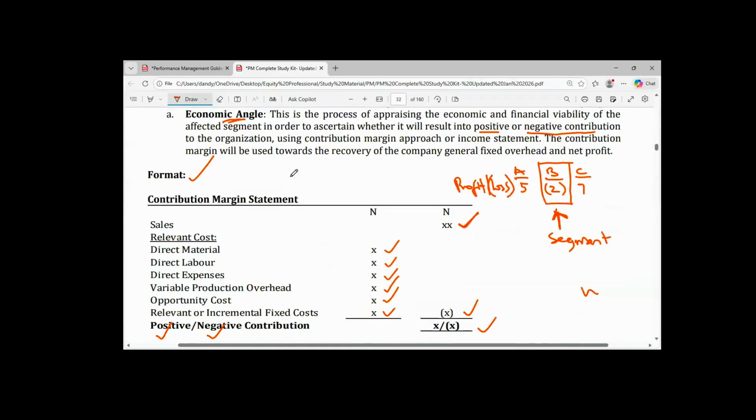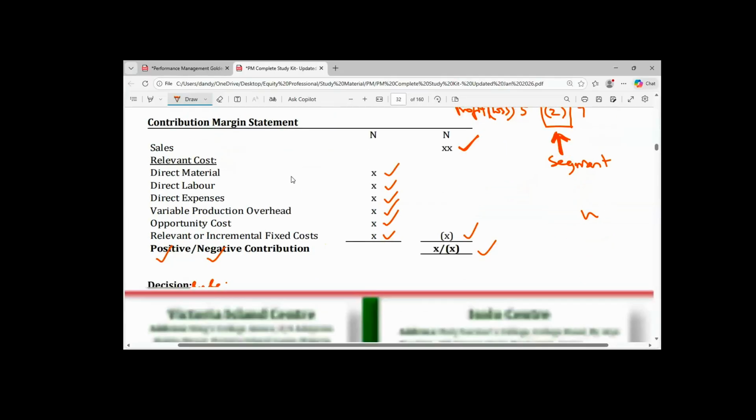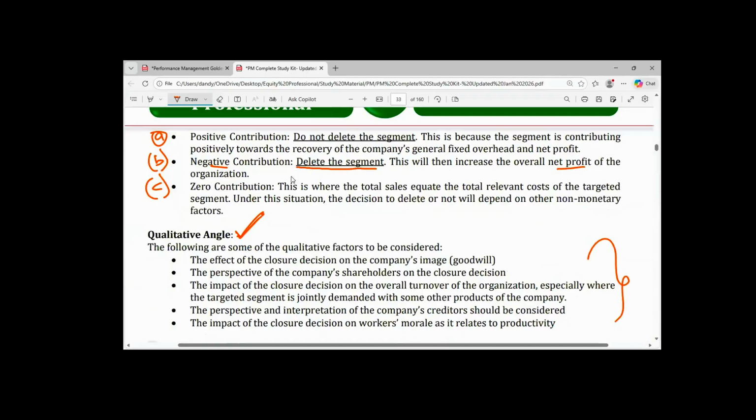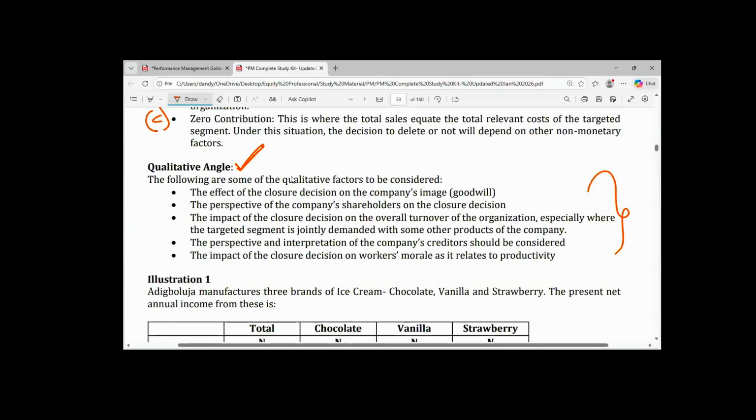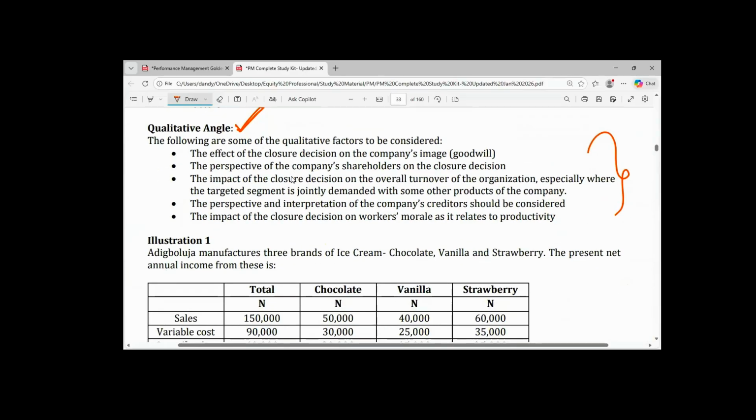So, you want to delete a segment. Like I mentioned the other time, this product B is operating at a loss. Management is now thinking that they want to discontinue producing product B. So what are the factors you need to consider before you delete product B? What are the qualitative factors to take into consideration in relation to the segment that you want to delete? That is what the examiner is asking you as far as the qualitative angle of the decision is concerned.